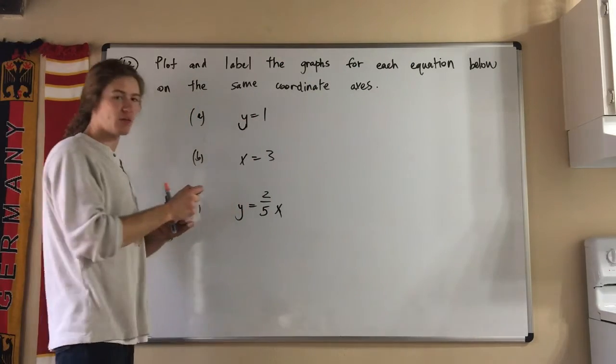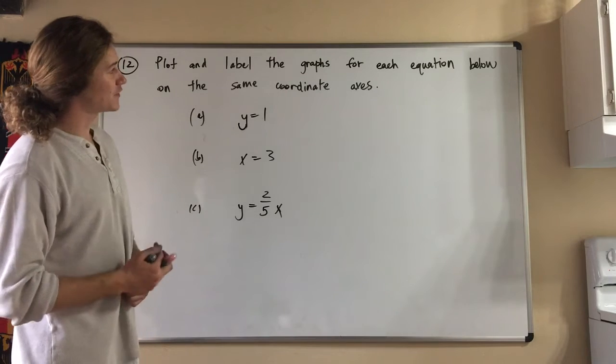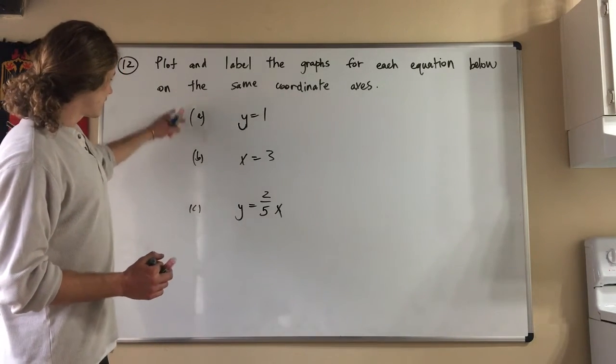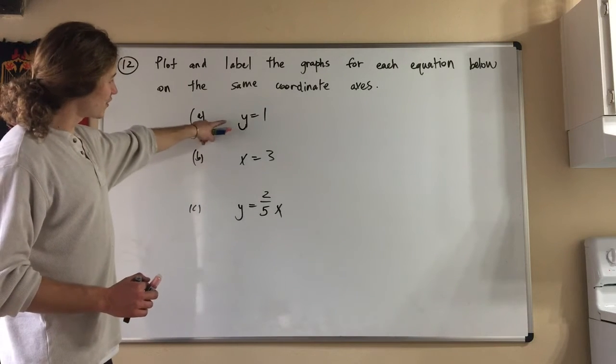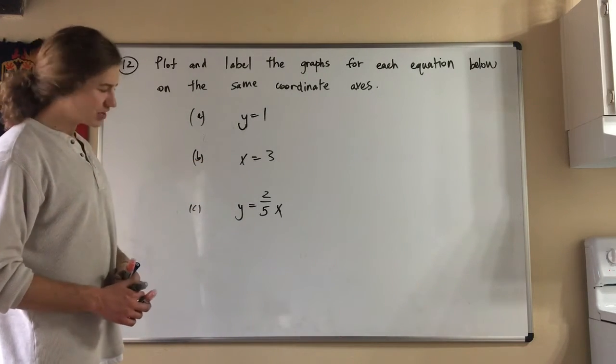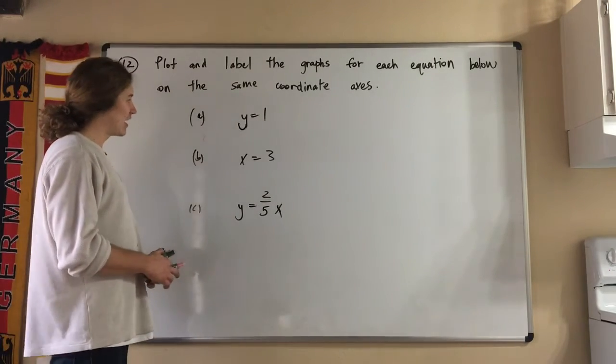This is the final problem from midterm number 2. It says plot and label the graph for each equation below on the same coordinate axes. So we have 3 equations we want to graph: y equals 1, x equals 3, and y equals 2/5 x. So let's talk about these as we go along. Let's start with this first one.